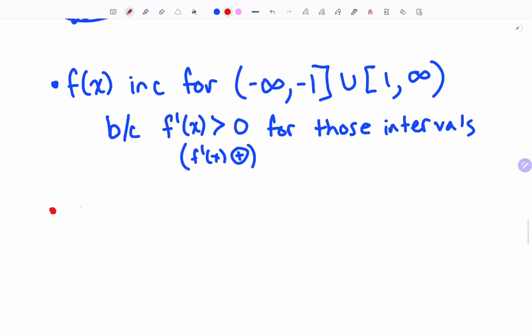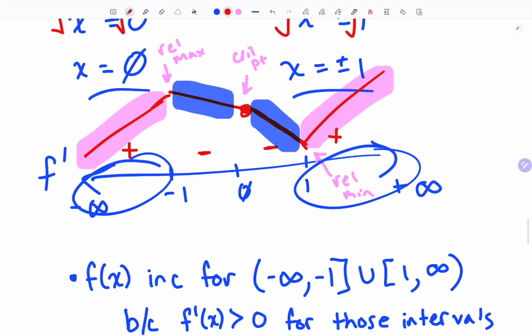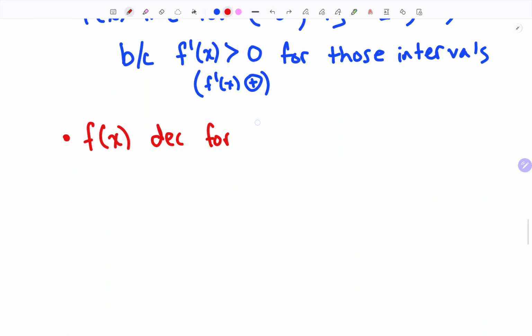Next, where is f of x decreasing? So f of x is decreasing for, and then that's going to be, this section. So f of x is decreasing. You can combine it because they're next to each other. So you can say for negative 1 to positive 1 because, put the because down here, f prime of x is less than 0.